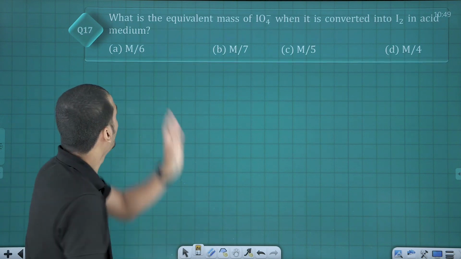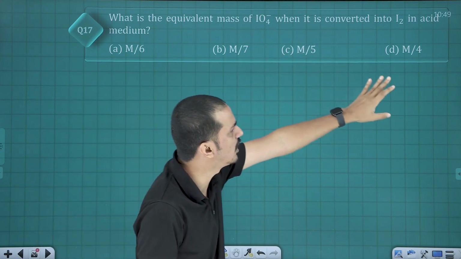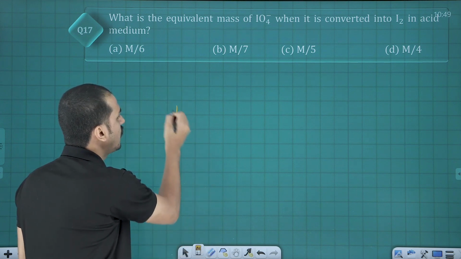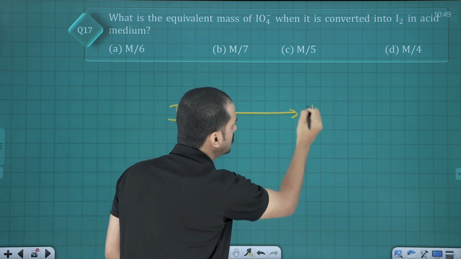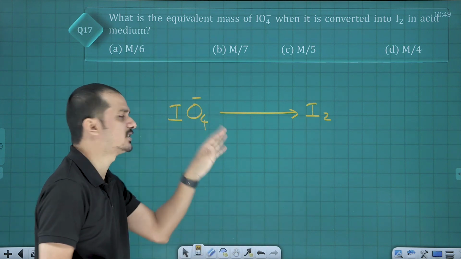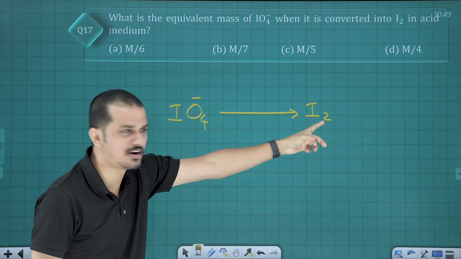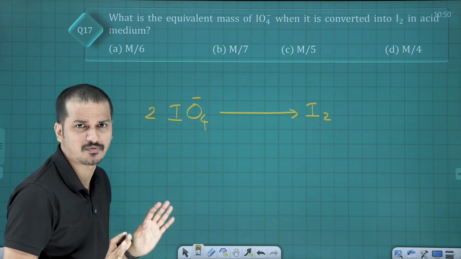What's the question here? What is the equivalent mass of IO4 minus when it is converted into I2 in acidic medium? So IO4 minus is converting into I2. First of all, we must find out the total number of electrons participated in this reaction. First we balance the iodine. Here how many iodine? 2. Here how many iodine? 1 only. So I will multiply this one with 2. That's the first step I have to do.